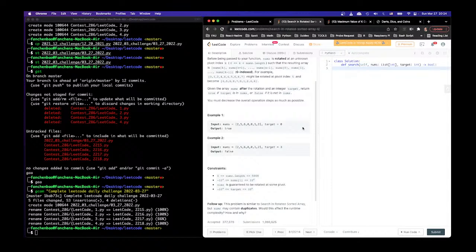We're already done. So the target value, if it's not the same as left and right, then we can enter this. Then it's either larger than the left, then it's going to be on the left-hand side. If it's smaller than the left, then it must be on the right-hand side, right? Okay.